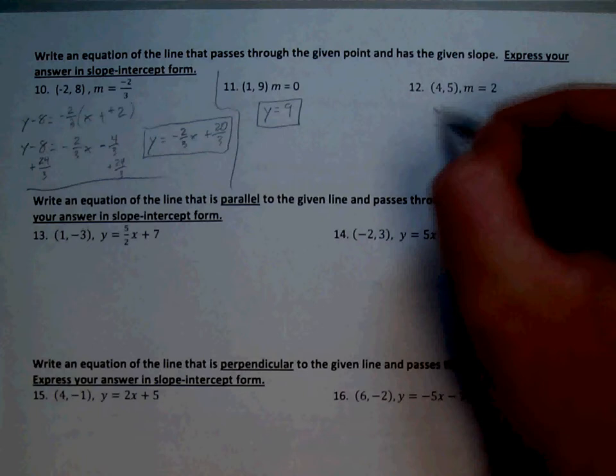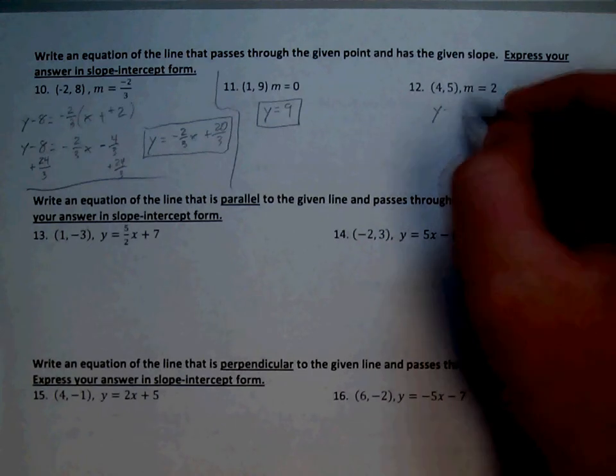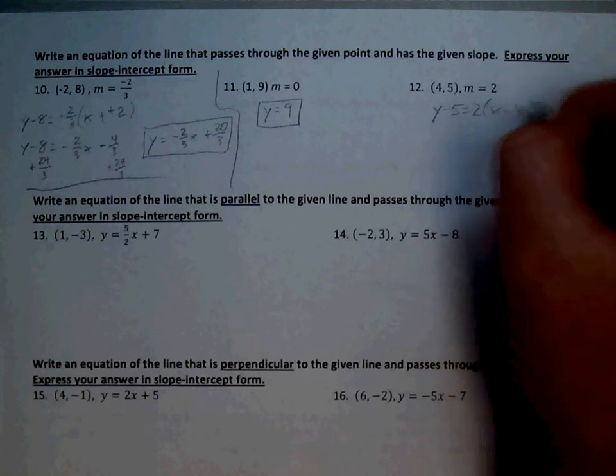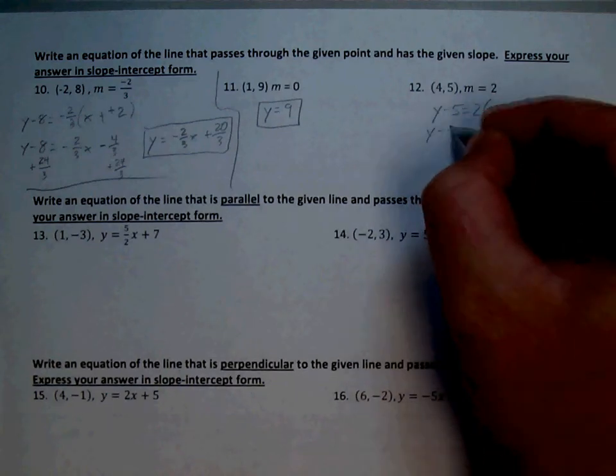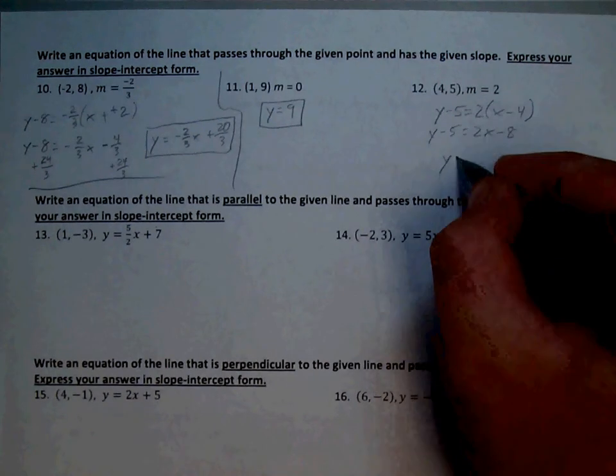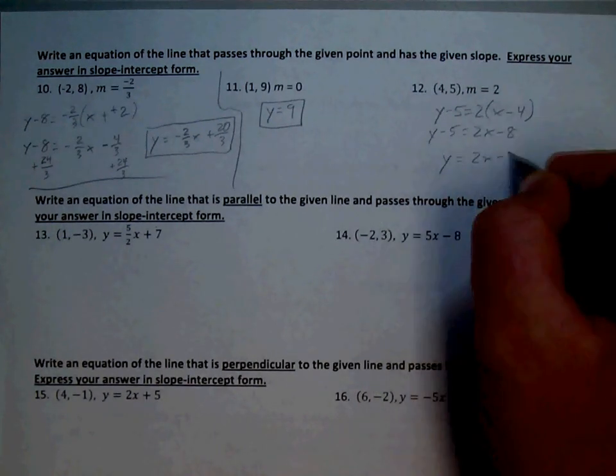Number 12, I can go back to my point-slope form. Y minus 5 is equal to my slope times x minus 4. Distribute. 2x minus 8. Add your 5. Y equals 2x minus 3.